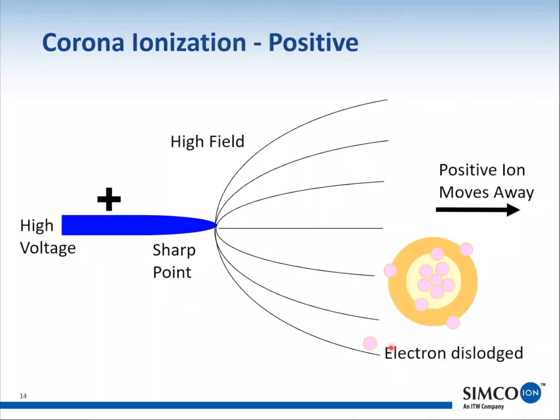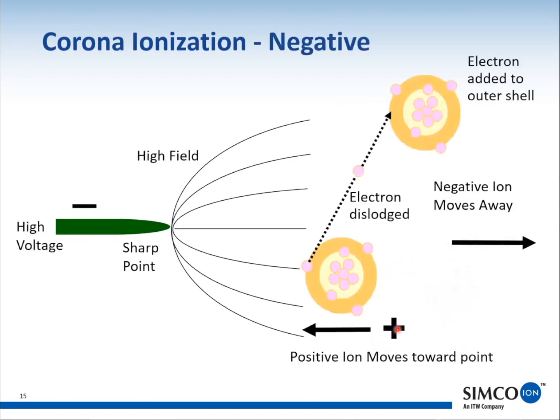So Corona ionization, how do we make the ions? What we do with this is we get a sharp point, we put a high positive charge on it, and that is used to create the positive ions. It modifies the outer shells of the atoms by ripping an electron off and leaving the atom or molecule charged positively. Likewise, the negative ions are made with a sharp point with a high negative voltage on it. In this case, again, an electron gets knocked off and put onto another atom or molecule, which creates a negatively charged molecule.